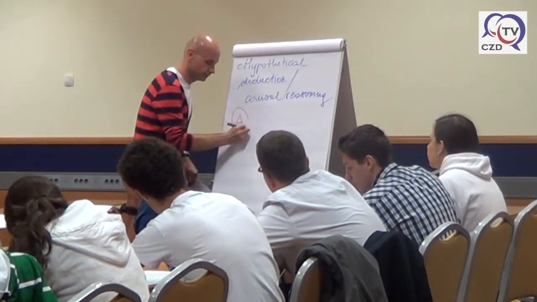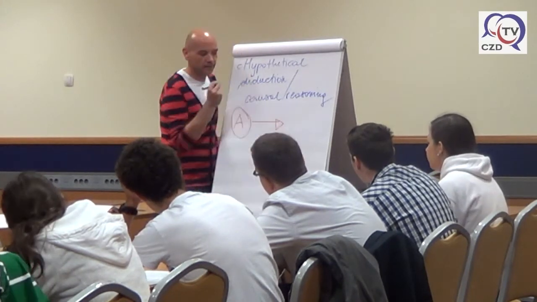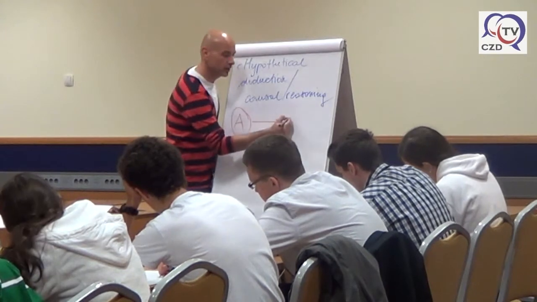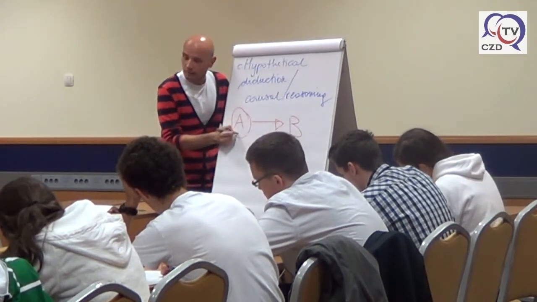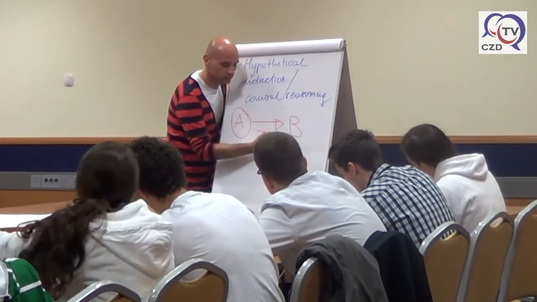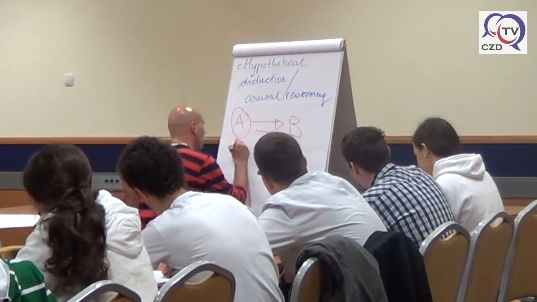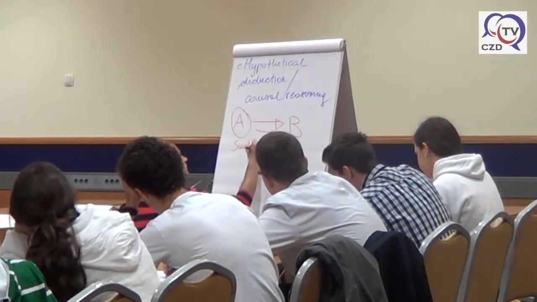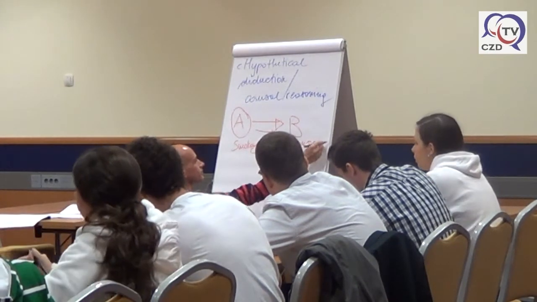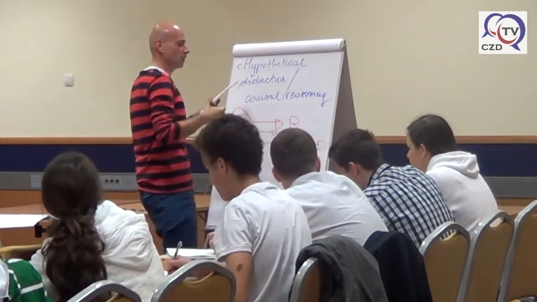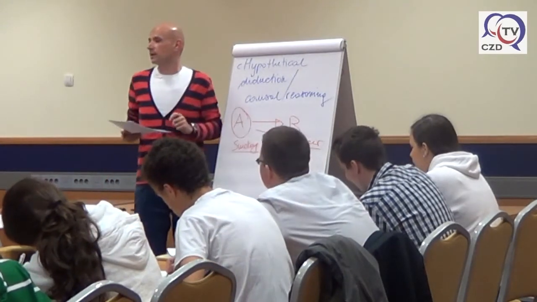A has an effect that produces B. Okay? Smoking causes cancer. Okay? Yeah? Smoking causes cancer. Okay? Now, this is causal reasoning.